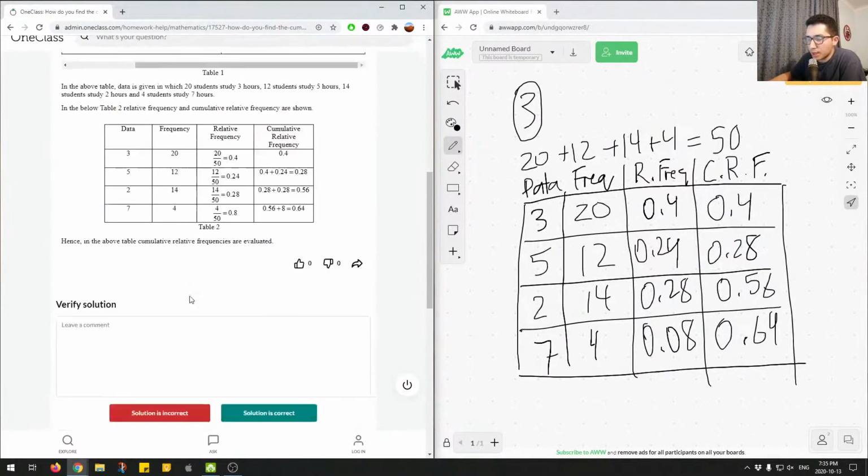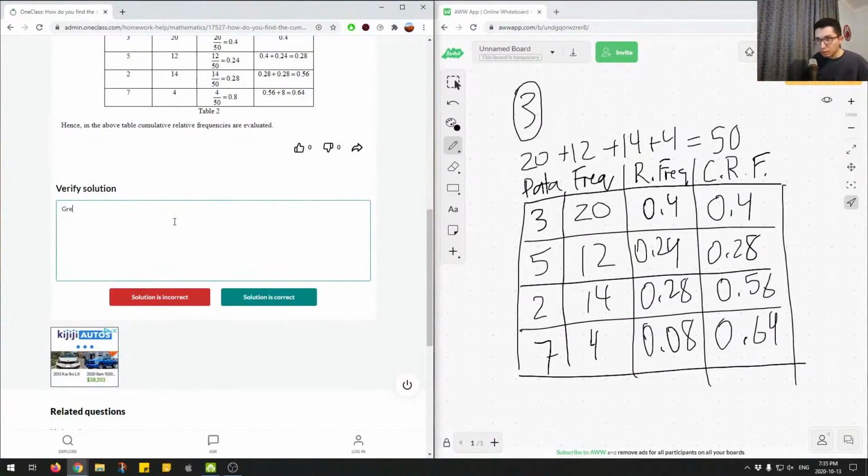So we'll mark this answer as correct. Great work. Answer explanation: great job. The final row should have a relative frequency of 0.08 in the calculation. And we'll mark this as correct.